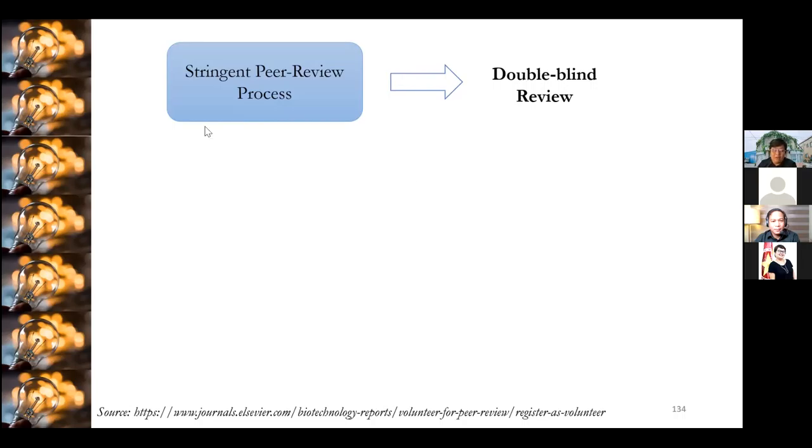And typically for the peer review process, they follow what we call the double blind review. Okay, so what is double blind review? Double blind review is the typical process of peer reviewing of a particular journal wherein a submitted paper will be sent to two reviewers and the reviewers have no idea, okay, of the name of the authors and at the same time their affiliation.